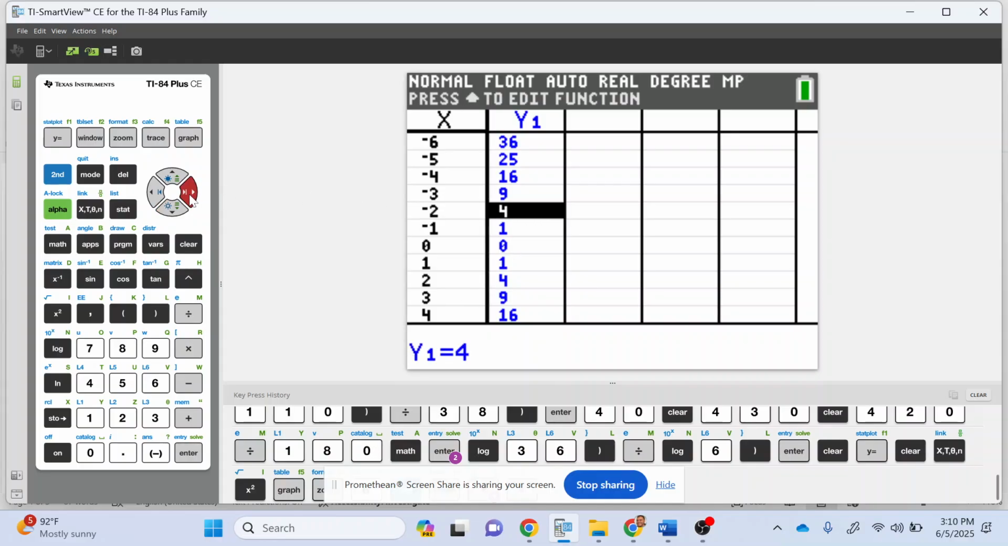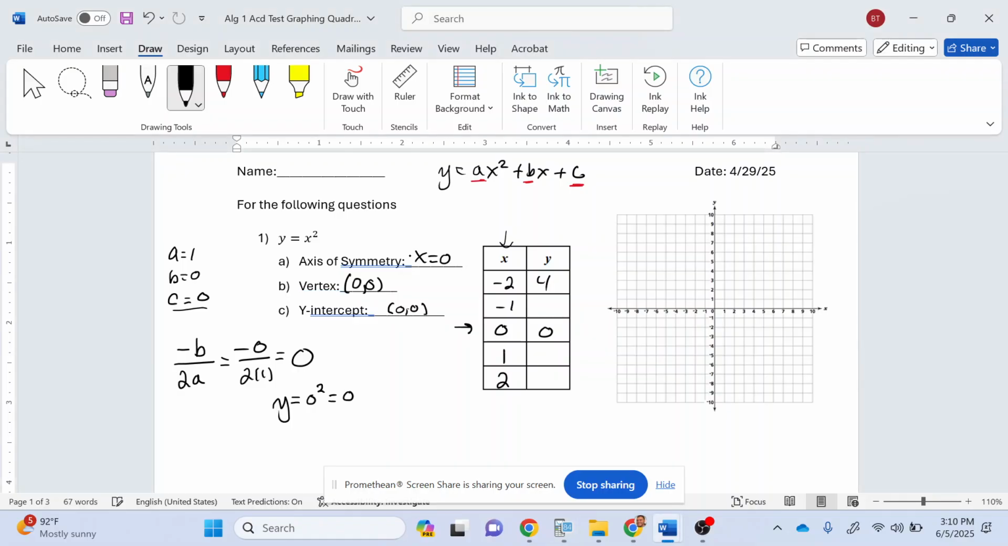Negative 2 is 4. Negative 1 is 1. 0, 0 matches what we found. So that's good news. 1, comma 1 and 2, comma 4. Perfect. And you know you're doing a good job because it's a mirror. It should always be mirrored like that. Y equals ax squared plus bx plus c. That's the generic one that applies to all these questions.